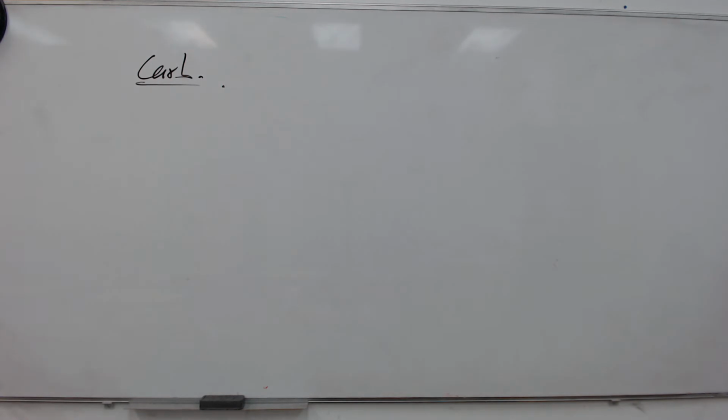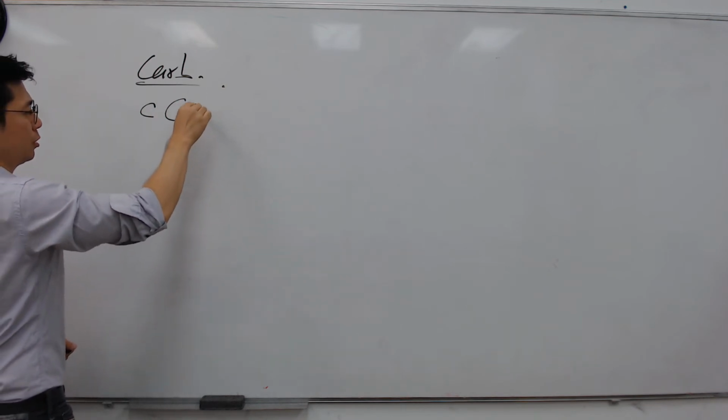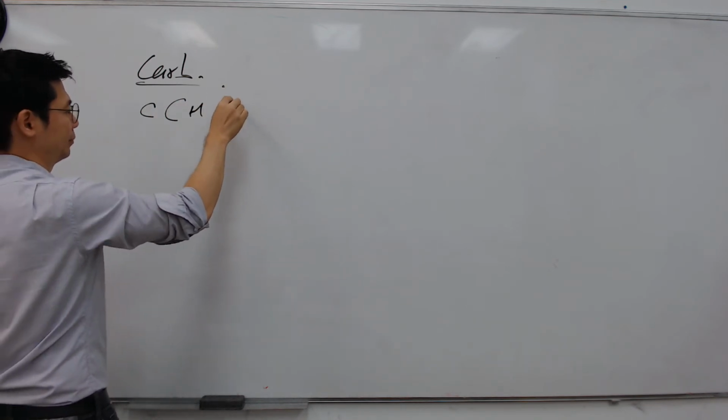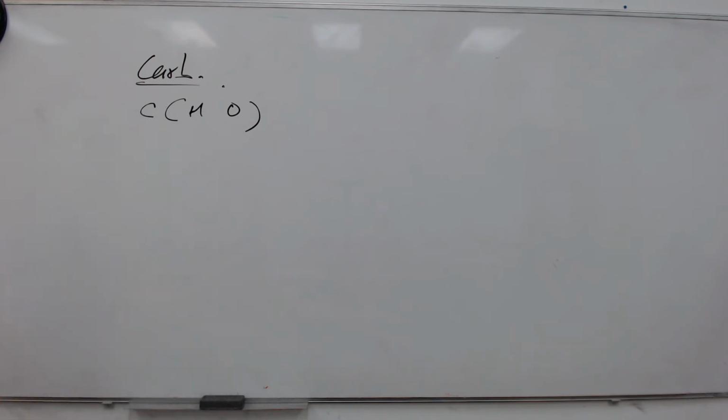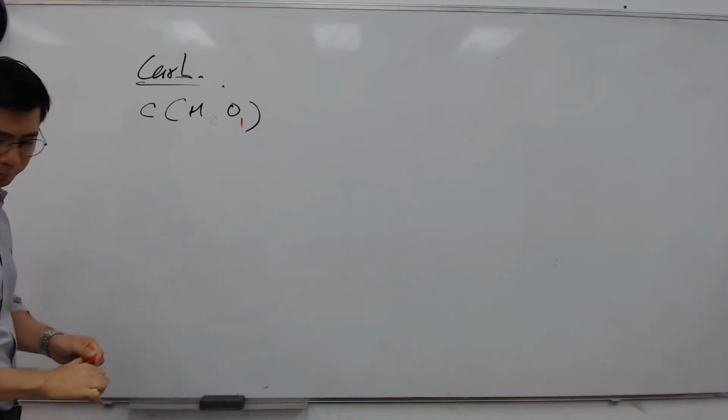Whenever you talk about carbohydrate, what do you guys know? It has carbon and what? Carbon, hydrogen, and oxygen, right? So what's the typical ratio, guys, here? The ratio of oxygen to hydrogen is 2 to 1, okay?